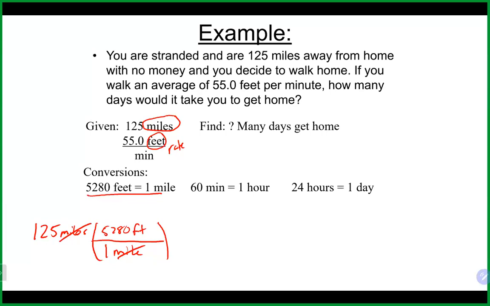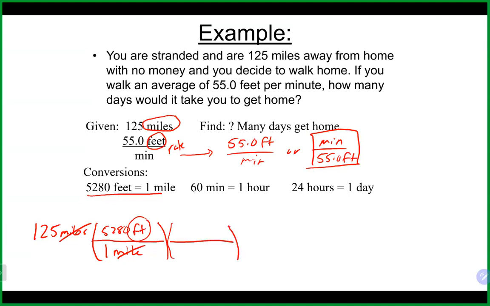But we can't continue on with the calculation at this point. We want to get rid of feet and end up with time. We could use this rate that was given to us as feet per minute, our minutes over 55 feet. So in this case, since feet are up on top, we would want to flip it around and use it in the opposite direction here, again, so that they cancel. That would be 55 feet per minute. At this point, feet cancel.